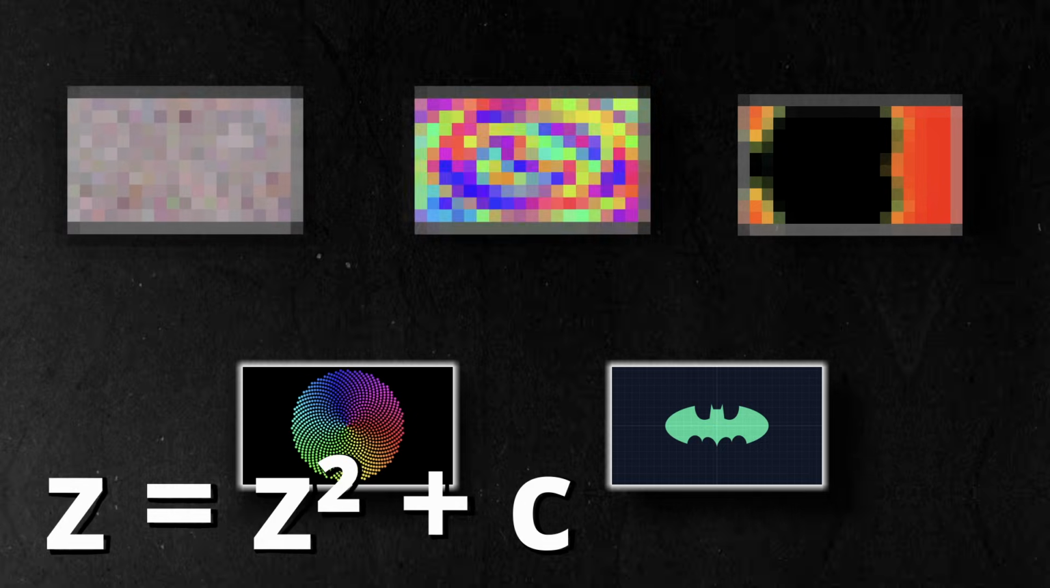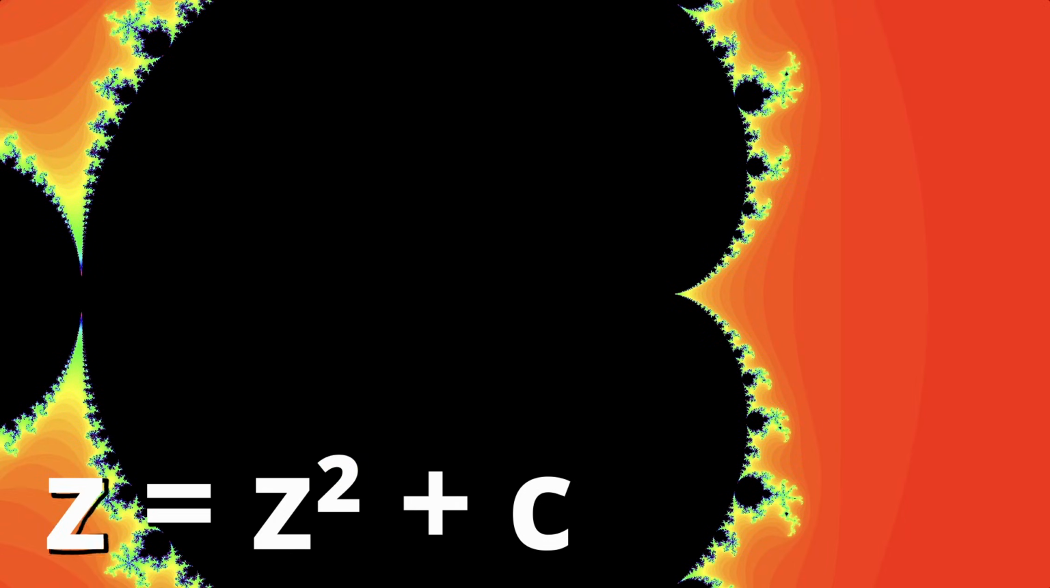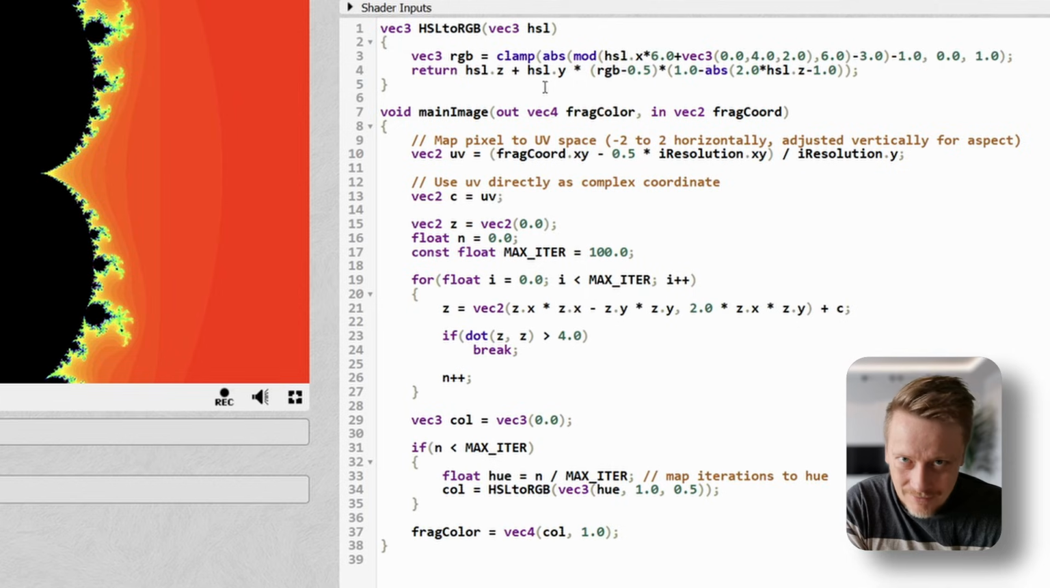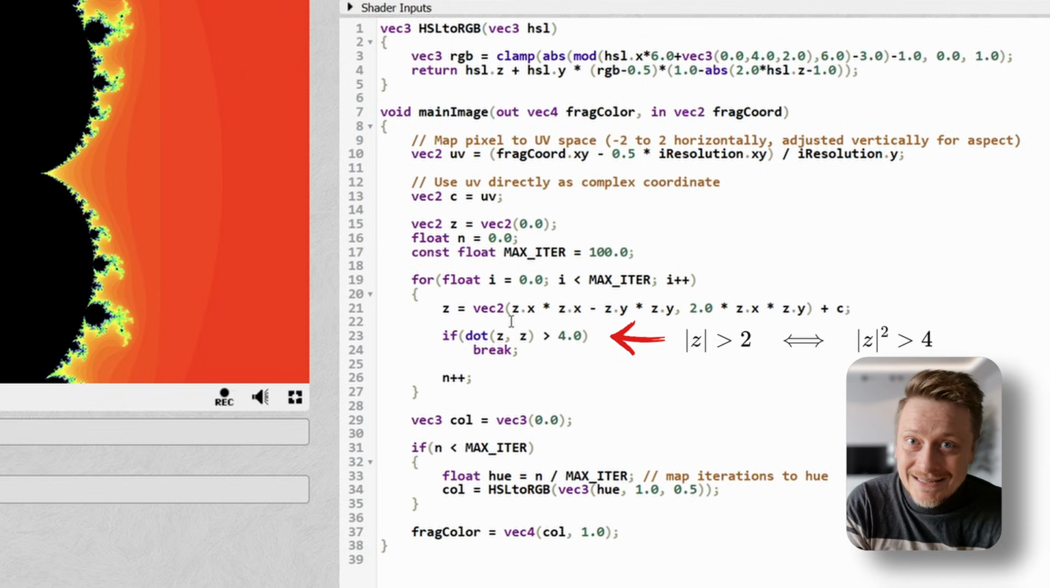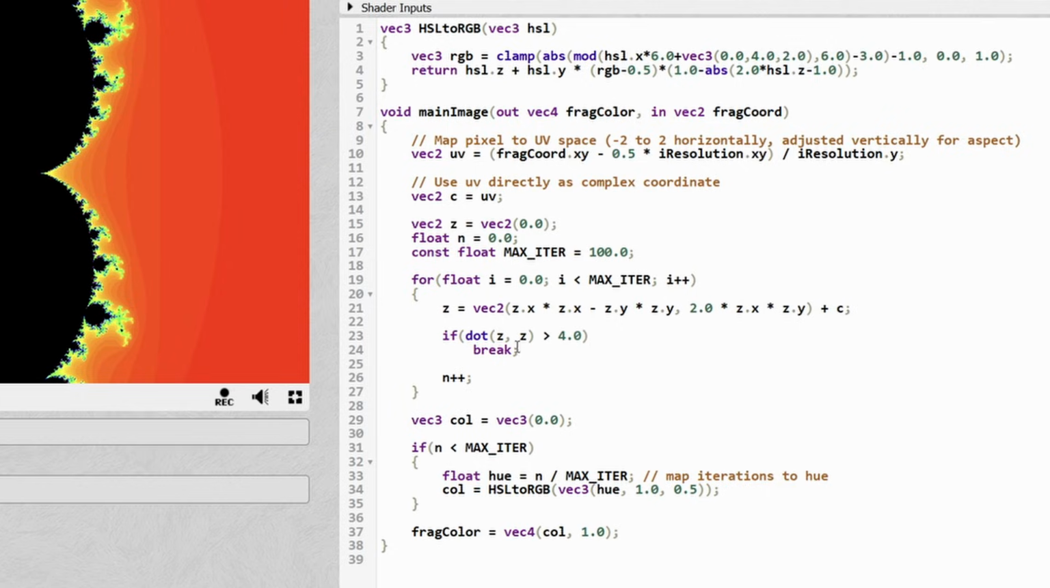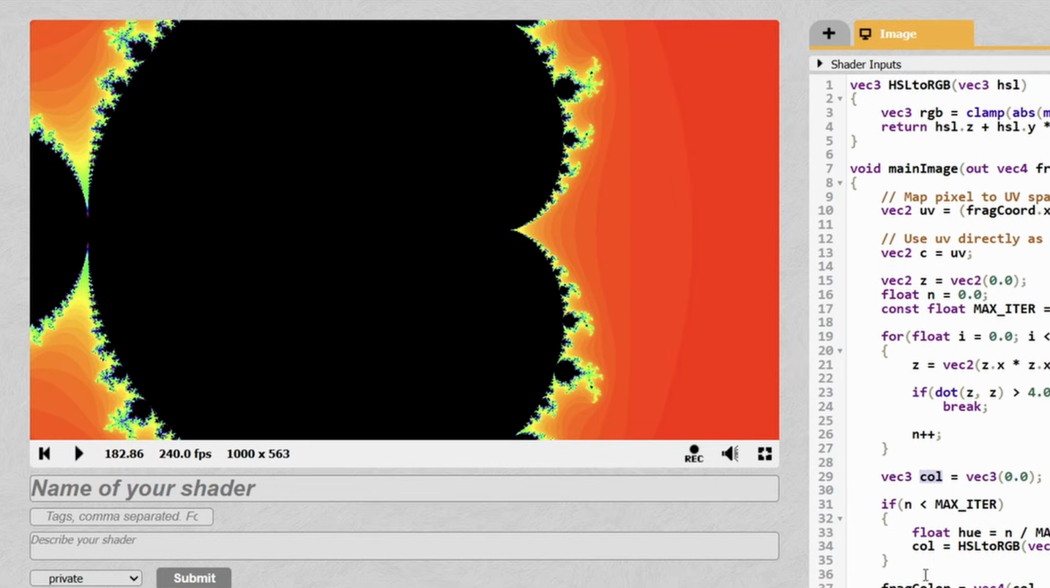You might know the formula Z is equal to Z squared plus C. That's the Mandelbrot fractal, the legendary infinite pattern. In the shader, each pixel becomes a point C in the complex plane. We start with Z equal to 0, then iterate Z equals Z squared plus C up to 100 times, or until Z exceeds 2, absolute value of Z. The number of iterations before it escapes becomes the pixel's color. We map that to a hue, convert to RGB, and keep the non-escaping points black. That gives us the classic Mandelbrot silhouette with smooth rainbow coloring.